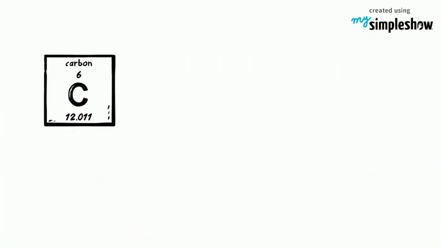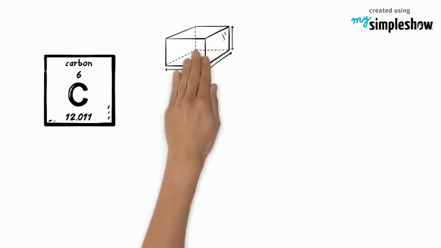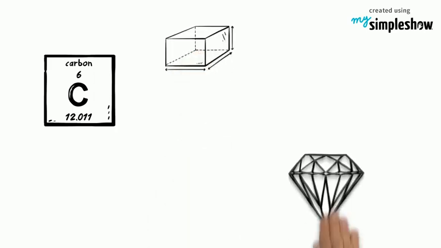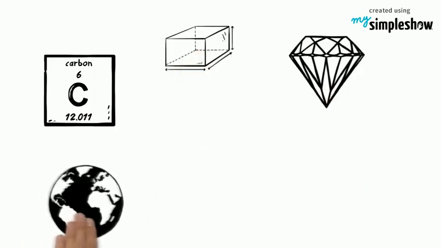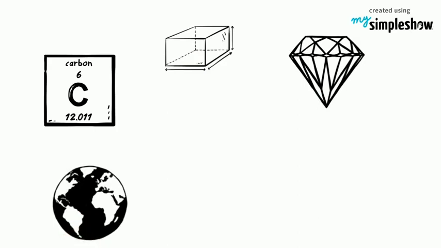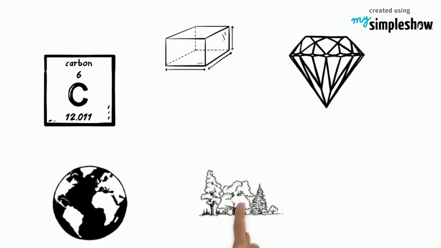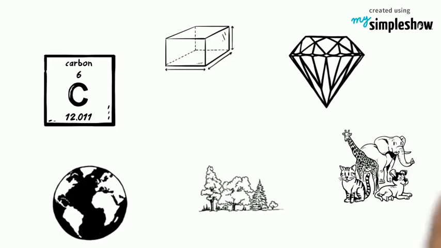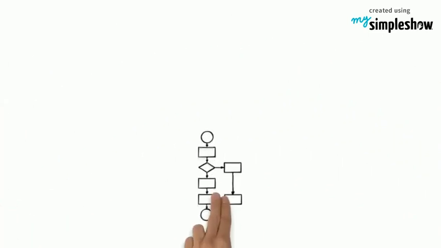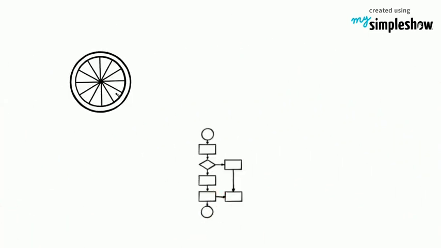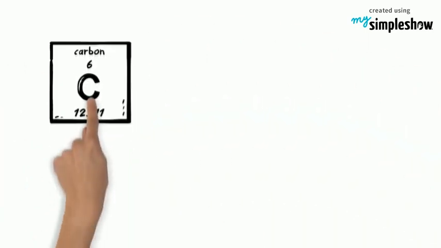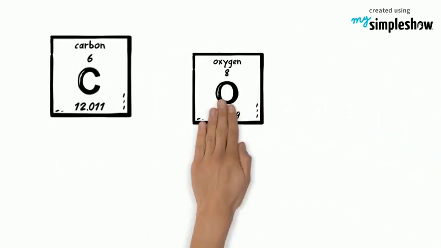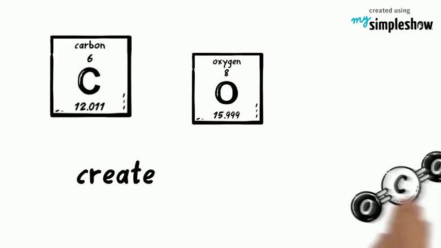Carbon can exist with several different three-dimensional structures: graphite, diamond, and fullerenes. On Earth, carbon is continually recycled between the atmosphere, plants and animals. This system is called the carbon cycle. Carbon burns in oxygen to create carbon dioxide and carbon monoxide.